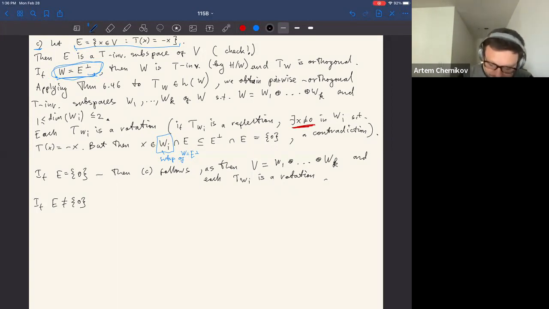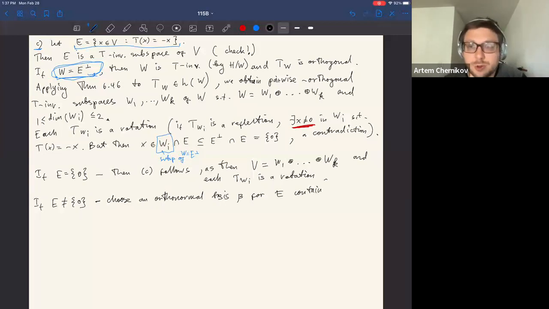All right. So if it's non-trivial, then we can choose an orthonormal basis beta for E, for this subspace, right? Containing some vectors. So let's denote by P the dimension of this subspace, so containing P vectors for some P greater than 0. Okay. So we assume it's non-trivial, so its dimension is finite, but not 0. So we pick a basis, an orthonormal basis.